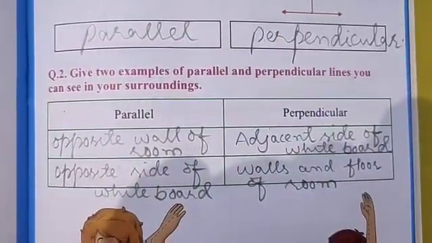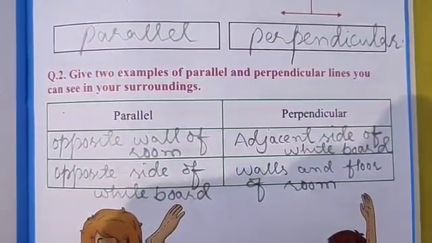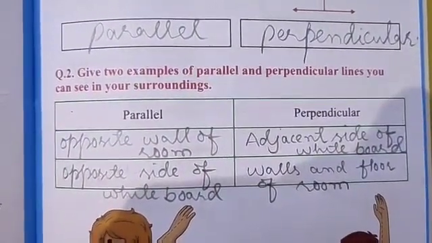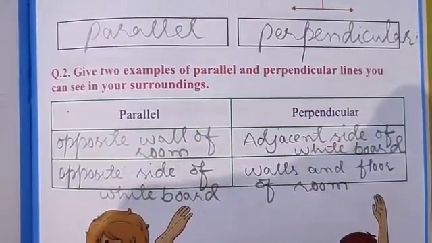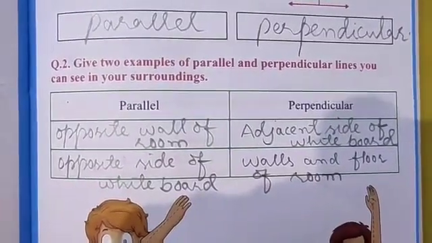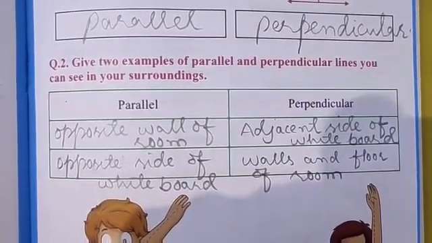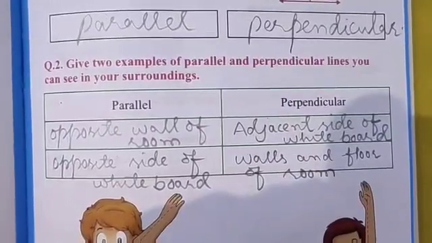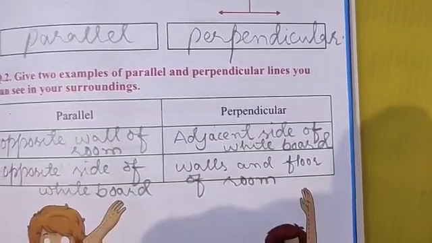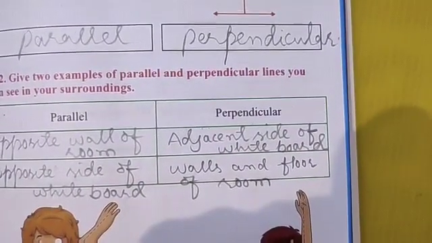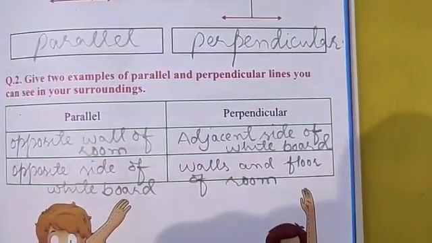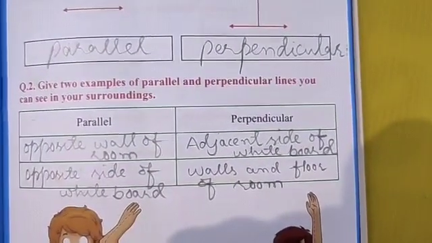Next question is, give two examples of perpendicular and parallel lines you can see in your surroundings. First one is parallel. Opposite walls of a room are parallel to each other, and opposite sides of whiteboards are parallel to each other. And perpendicular: adjacent sides of whiteboards are perpendicular to each other, and the wall and floor of rooms are perpendicular to each other.